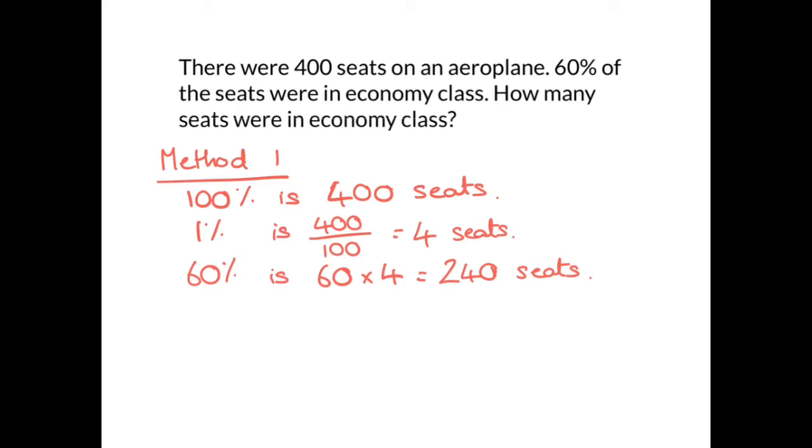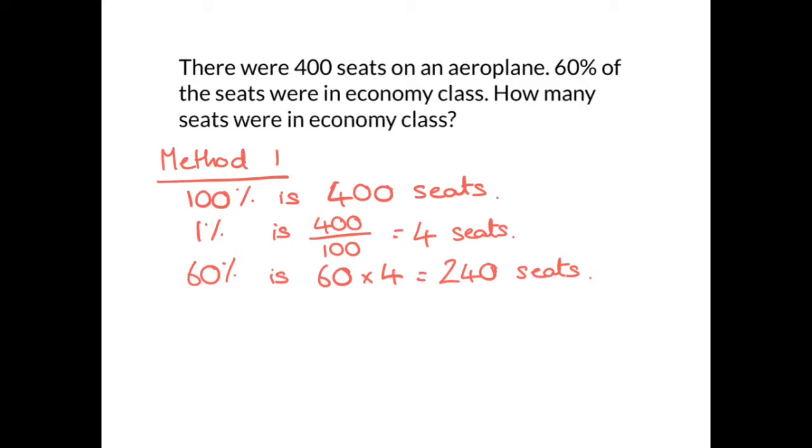This video is going to recap how to find a percentage of a quantity, and I'm going to slightly simplify one of the approaches we learnt to bring it more into line with what you're going to use in secondary school. So we're going to look at an example. There were 400 seats on an aeroplane. 60% of the seats were in economy class. How many seats were in economy class?